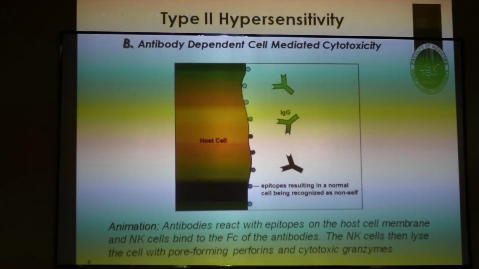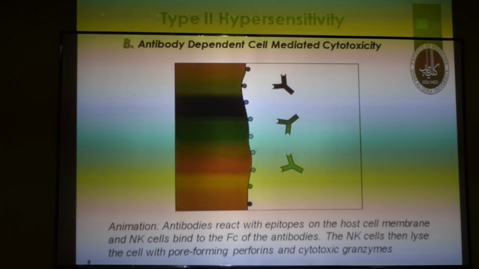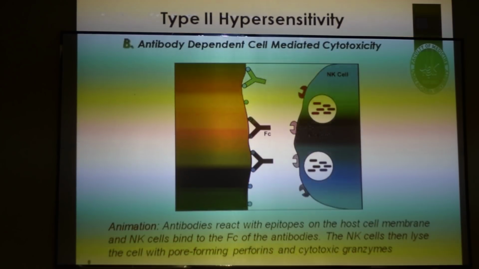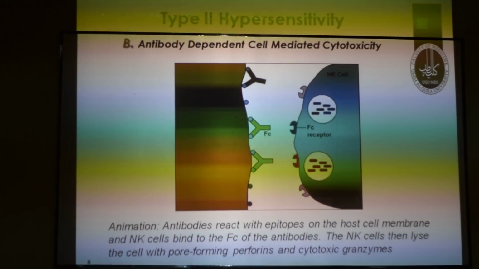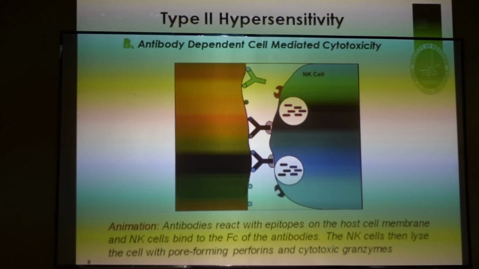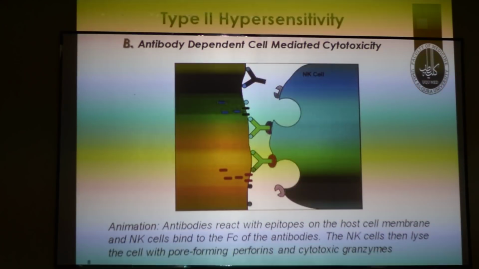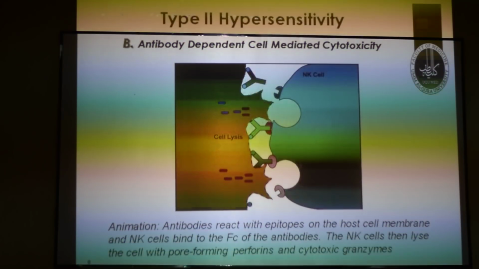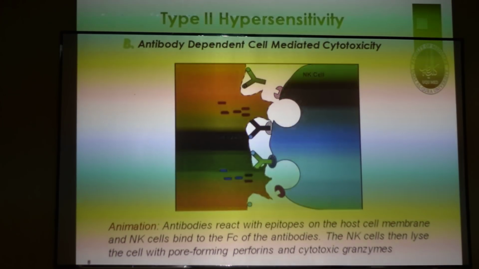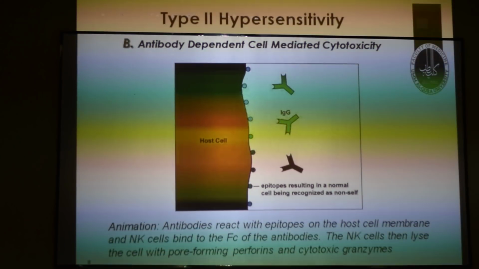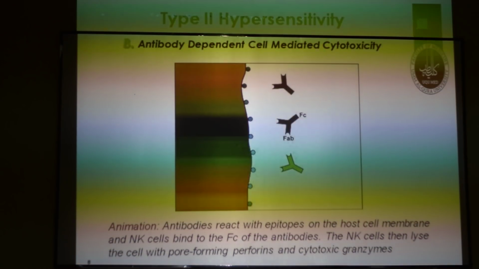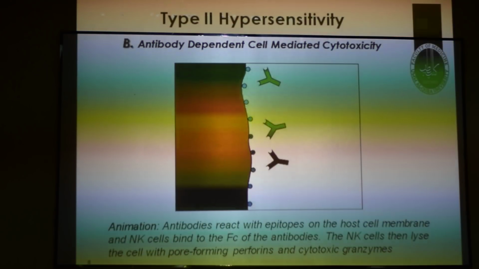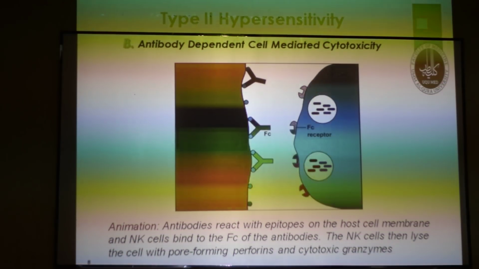Type B mechanism is antibody-dependent cell-mediated cytotoxicity. Antibody binds with the receptors on the target cell, natural killer cells come and bind through Fc receptors, and they put in their perforins and granzymes. So this again is cytotoxicity, but it is mediated by natural killer cells, and a similar thing can be done by which other cells? Eosinophils.